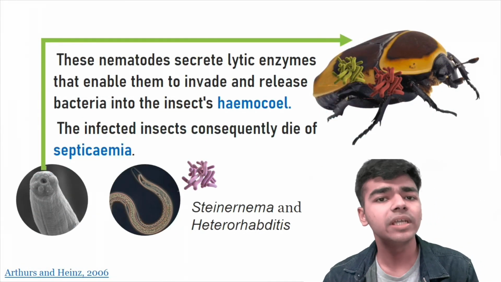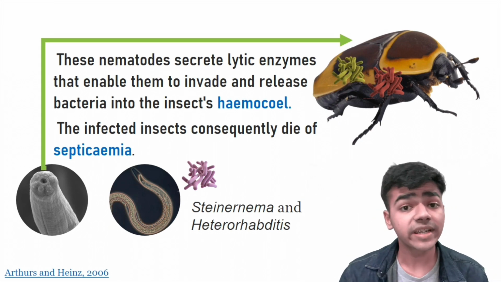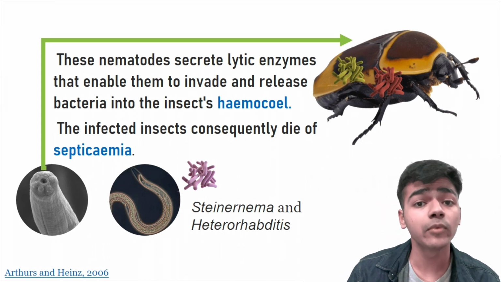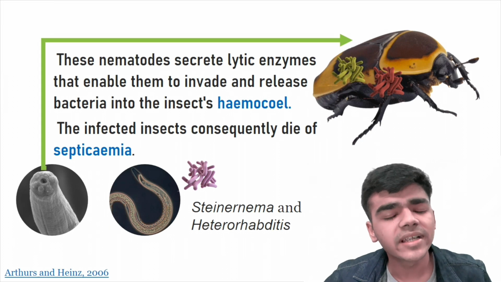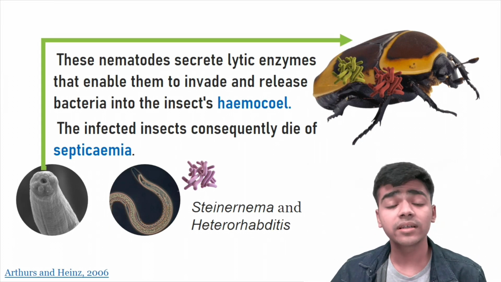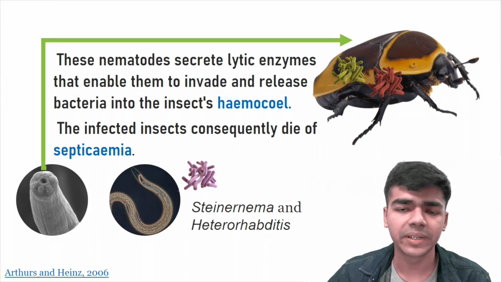Nematodes such as Steinernema and Heterorhabditis secrete lytic enzymes that enable them to invade and release bacteria in the insect's hemocoel. The infected insects soon die of septicemia.